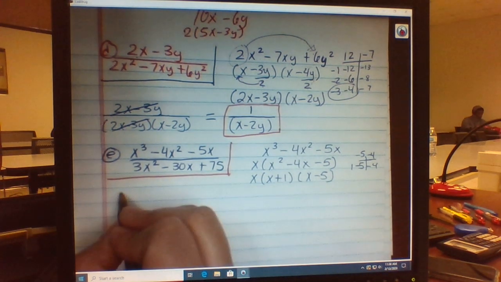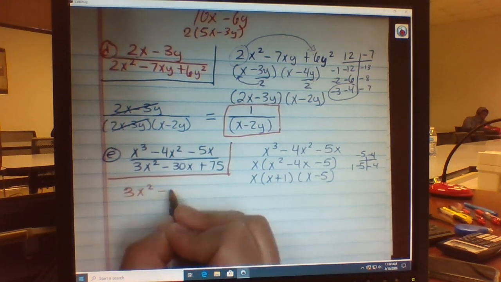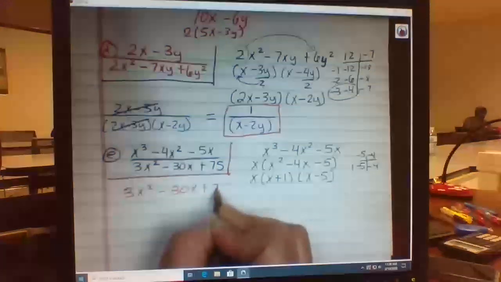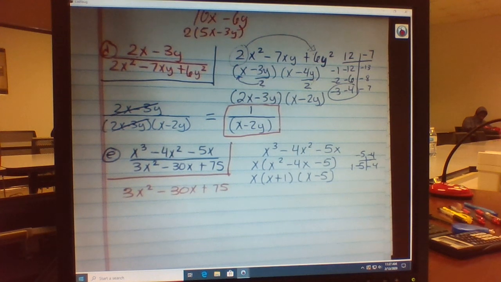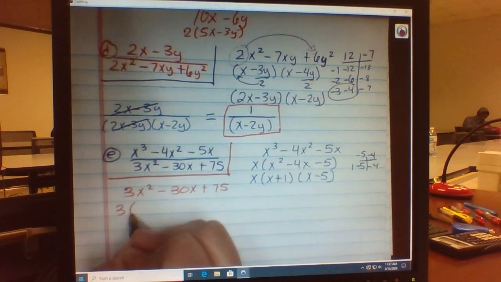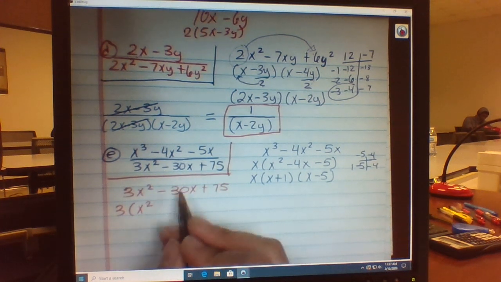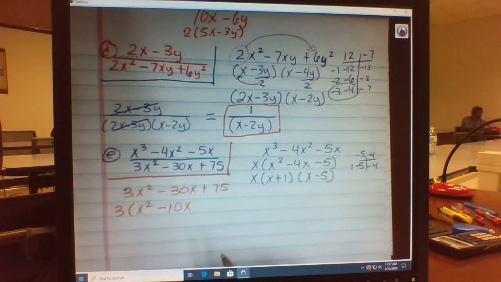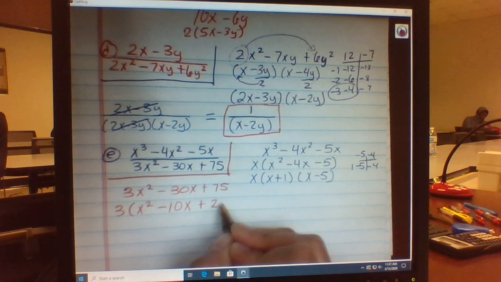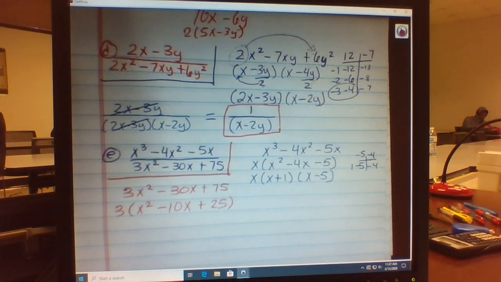The bottom. So let's look at 3x squared minus 30x plus 75. Looking at 3, 30, and 75, is there something I could do to factor out? Factor out a 3. Every single one of those numbers is divisible by 3. So 3 parentheses x squared, 30 divided by 3 is a 10x, and 75 divided by 3 is 25, right? So 3 quarters give you 75.